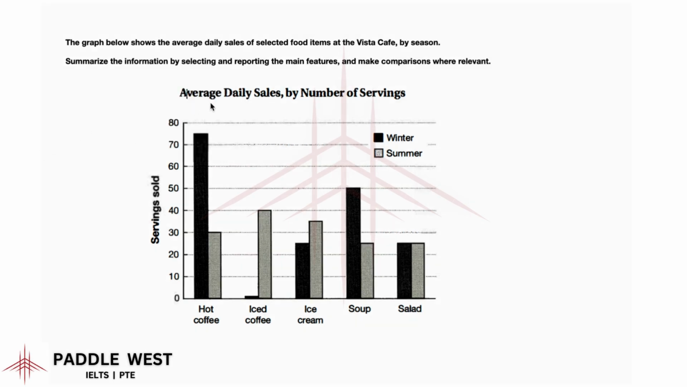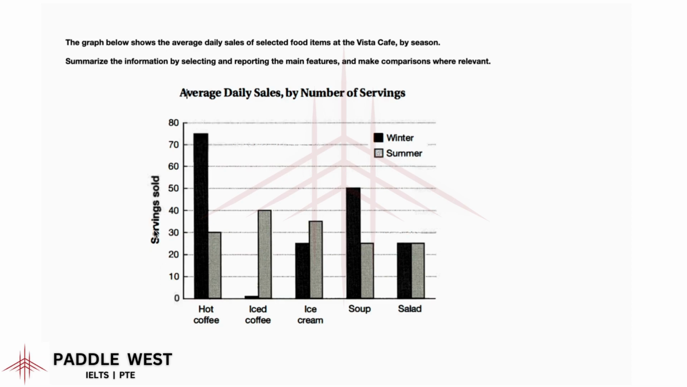The title of the graph is Average Daily Sales by Number of Servings. The horizontal axis has 5 different food items. The vertical axis tells us the number of servings sold. The data is given for 2 seasons, winter in black color and summer in gray color.